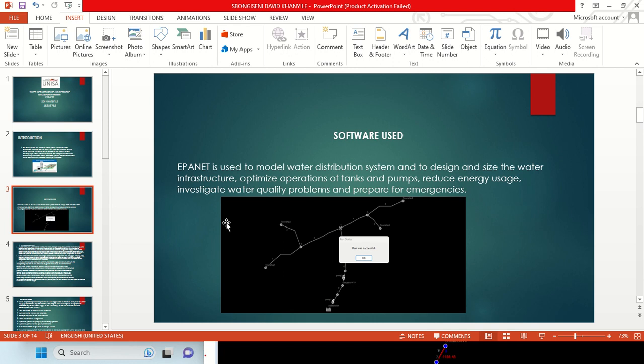To design the following project, we're going to use the software called EPANET. EPANET is used to model water distribution systems and to design and size the water infrastructure, optimize operation of the tanks and pumps, reduce energy usage, investigate water quality problems, and finally prepare for emergencies.